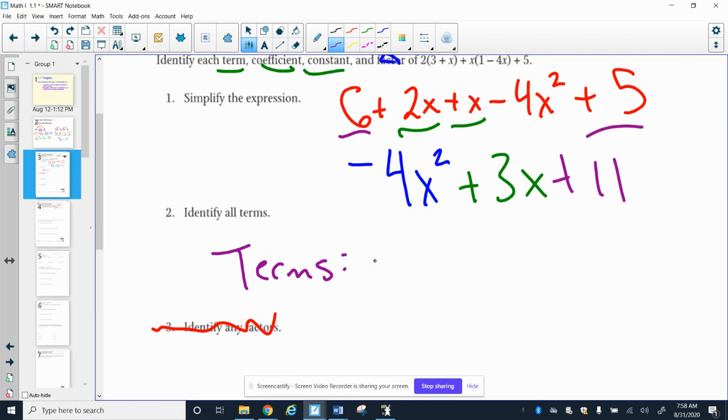Negative 4x squared is a term, comma, 3x is a term, comma, 11 is a term. Okay, terms, that's all of the parts, the single pieces that make up a bigger expression. Again, the way we write them, the signs come with, if it's a negative. If it's a positive, we don't need to write the plus sign in front, but if it is a negative, we want to carry that over so it's included. And we write each of them separated by a comma.